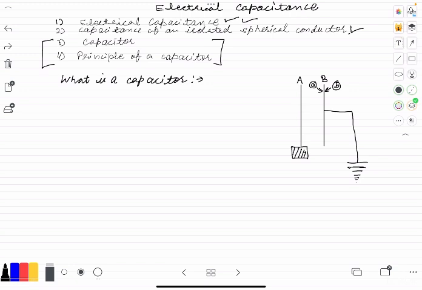Today is lecture 2 for class 12 physics. So let's get started and look at the topics for today. In the previous part, we did electrical capacitance of an isolated spherical conductor. And today we will do capacitor and principle of a capacitor. Okay, so first question is what is a capacitor?